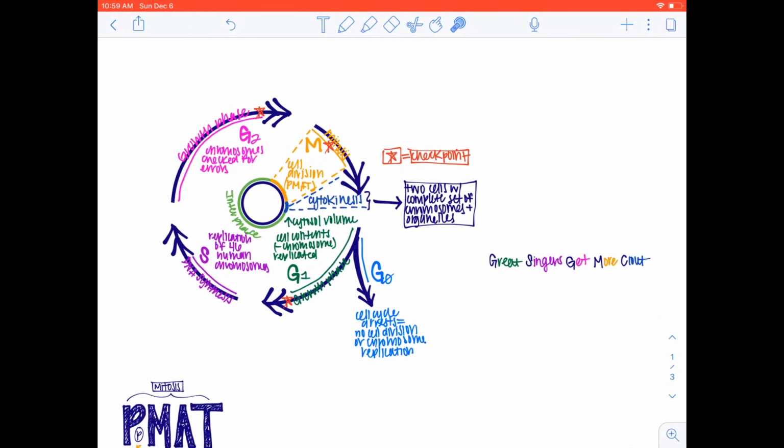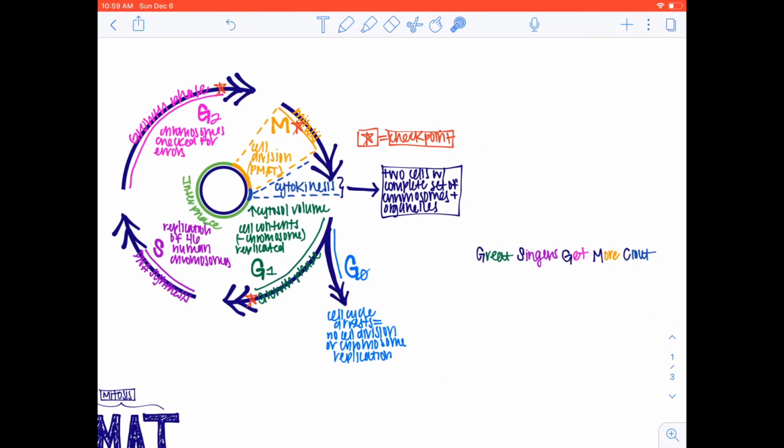One acronym that I have used in the past to remember the phases of the cell cycle is Great Singers Get More Clout, which leaves out G0. The G in Great refers to G1, S in Singers refers to synthesis, G in Get refers to G2, M in More refers to mitosis, and C in Clout refers to cytokinesis.